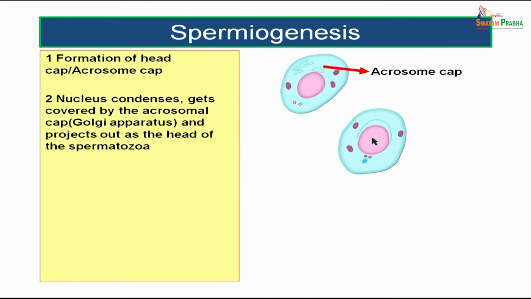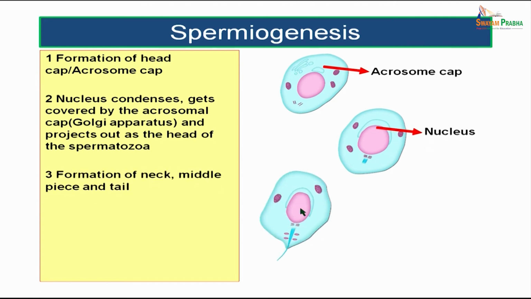So, you have the nucleus condensed in the middle and this acrosome cap will now be just covering the upper part of the nucleus, and it projects out as the head of the spermatozoa. The nucleus actually condenses and it projects out as the head of the spermatozoa.